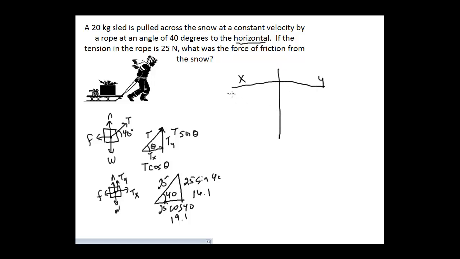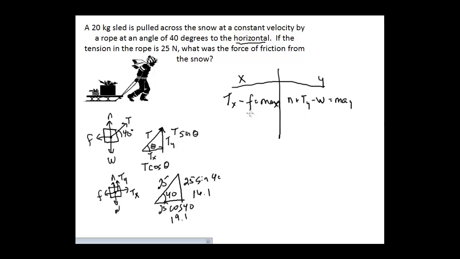Alright, now let's do our x and y. On the x-axis, we see looking down here that Tx is competing with the friction, and on the y, both the normal and the upward component of the tension are competing with the weight, equal to ma. Well, the question is, what was the force of friction?